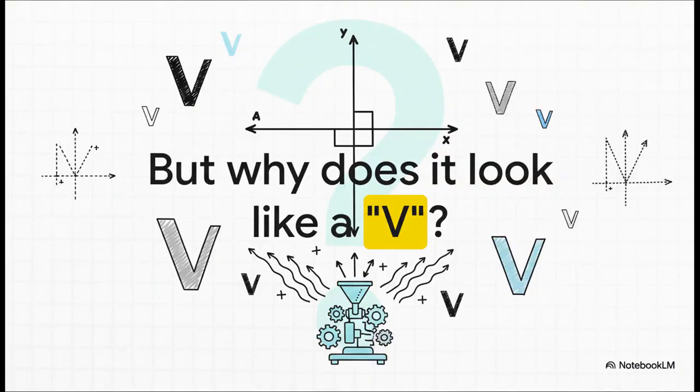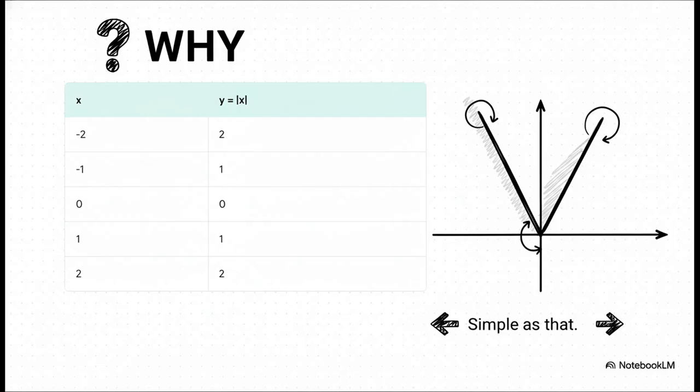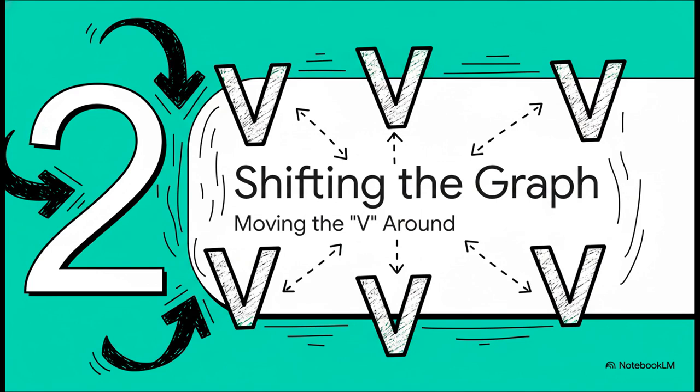Okay, but why a V? It's a really good question. That shape isn't just random. It's a direct result of that positivity machine we were just talking about. The math itself actually forces the shape to happen. This table right here, this is the secret. Look what happens. When x is positive, like 1 or 2, y is exactly the same. That gives us the right side of the V, a straight line shooting up. But when x is negative, like -1 or -2, the absolute value kicks in and forces y to become positive. That's what creates that perfect mirror image on the left side. See? It's that simple.